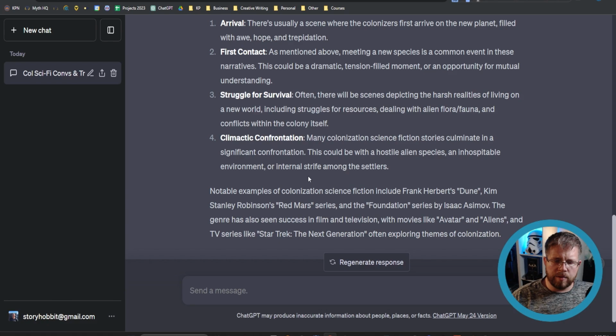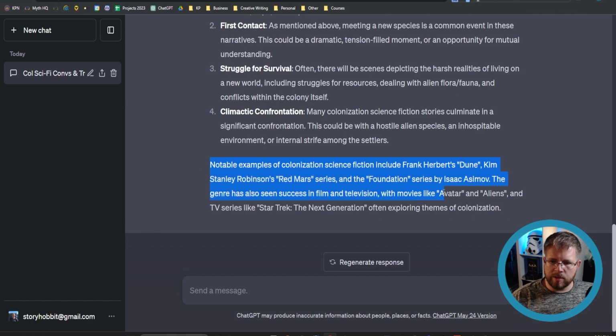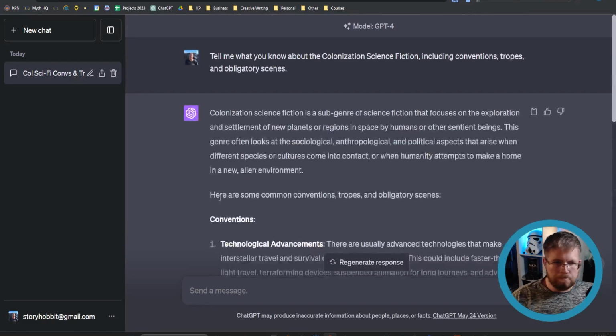Having read a little bit of colonization fiction, this is pretty close. It's a little general, but it's pretty close. It did give some examples that aren't quite right. I would not describe Dune as a colonization fiction. There are elements certainly, but in modern colonization, I think it's a little bit different. But it is true that Star Trek: The Next Generation often explored themes of colonization. That is definitely true. So pretty cool. Pretty good way to do some genre research.